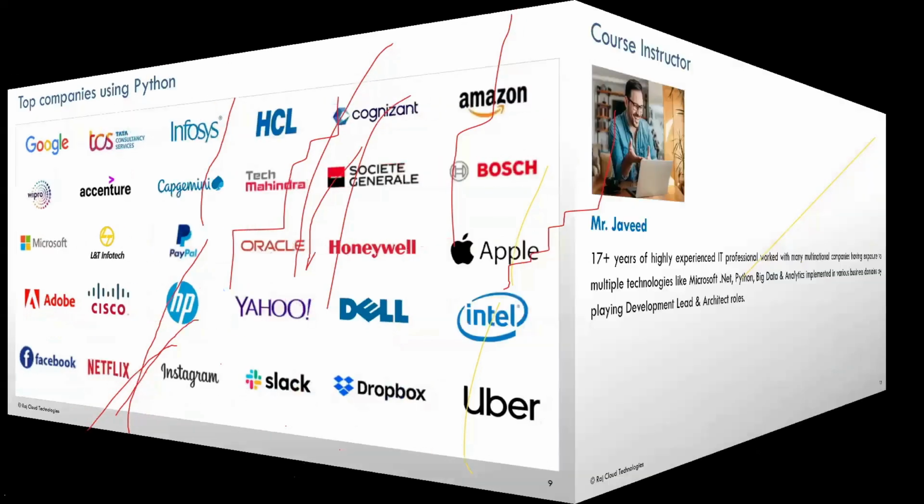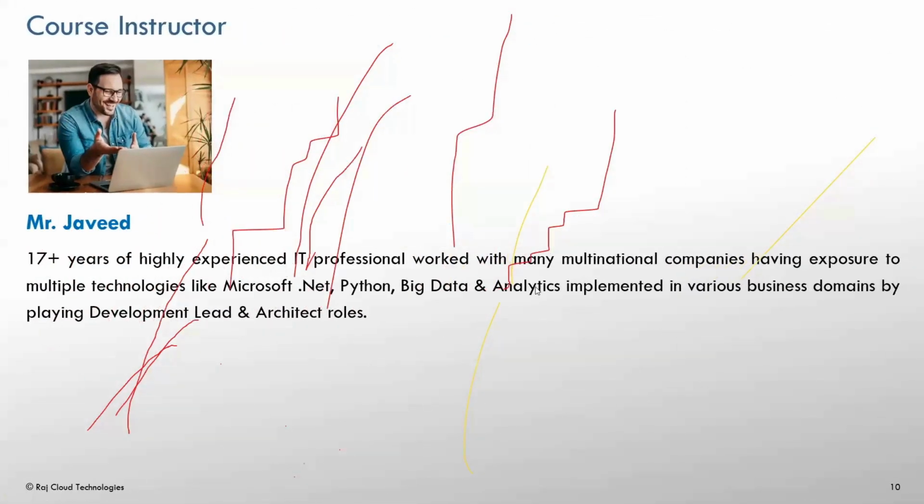Now, this is all about me. I'm Javeed. I have 17 years of experience. I played multiple roles throughout my career. I started as an associate software engineer, and I developed my career as a developer, a senior developer, a tech lead, an architect, and a technical delivery manager. All these roles I played.